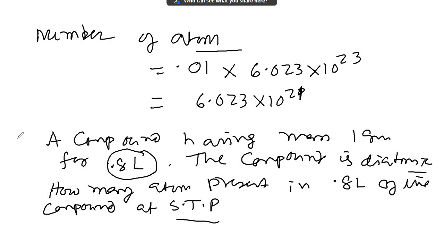এই সামটা খুব ইজি সাম। আগের বার তোমাকে মাস দিয়েছিল বলে মাস বাই অ্যাটমিক মাস করে মোল অ্যাটম পেয়েছিল। এটা একটা গ্যাসিয়াস সাবস্ট্যান্স, কম্পাউন্ড না বলে এটাকে মলিকিউল বলো। A molecule having mass 1 gram for 0.8 liter. How to do the sum? Let us proceed.